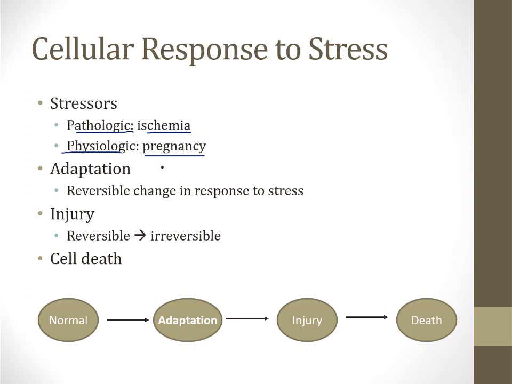When cells are exposed to these stressors, they can adapt. This is that they undergo a reversible change in response to stress. The cell will try to change itself to give it a better chance at survival in an environment with that stressor. Now there's only a limited ability of cells to adapt, so if the stressor is too great, eventually the cell will become injured, and in another video I talk about reversible and irreversible forms of cellular injury, and then finally cells can die if a stressor is too strong or overwhelms the ability of the cell to adapt.